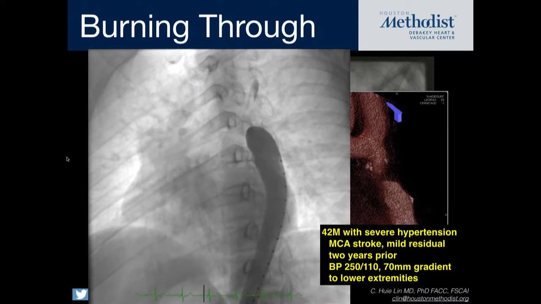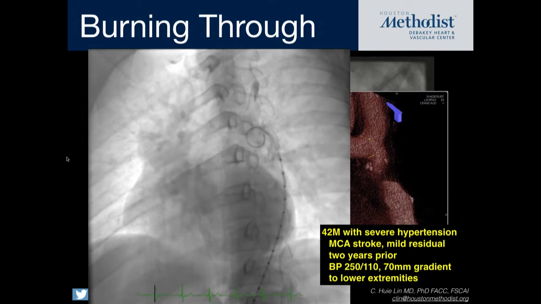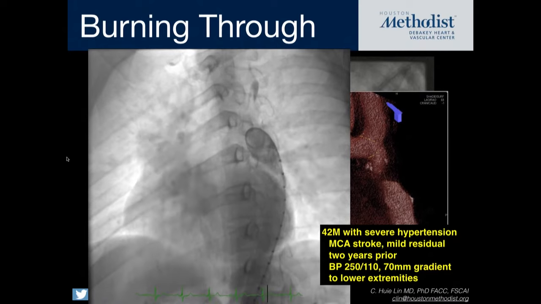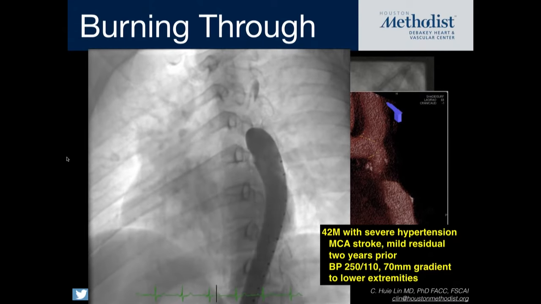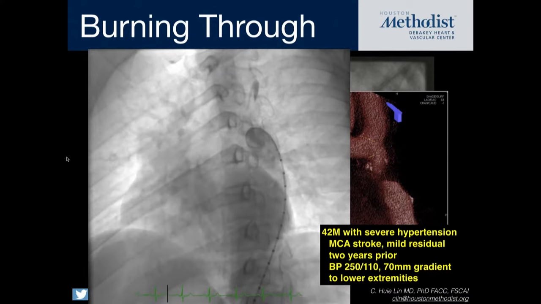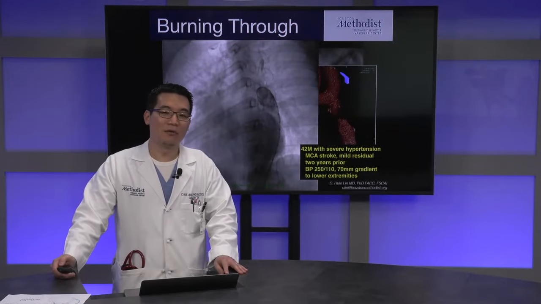So this was a 42-year-old man with severe hypertension. He had such severe hypertension that he'd already had an MCA stroke, 2 years prior to his presentation to us. Despite four blood pressure medications, his blood pressure was still 250 over 110, and by four extremity blood pressure evaluation, he had a 70 millimeter gradient by non-invasive evaluation.